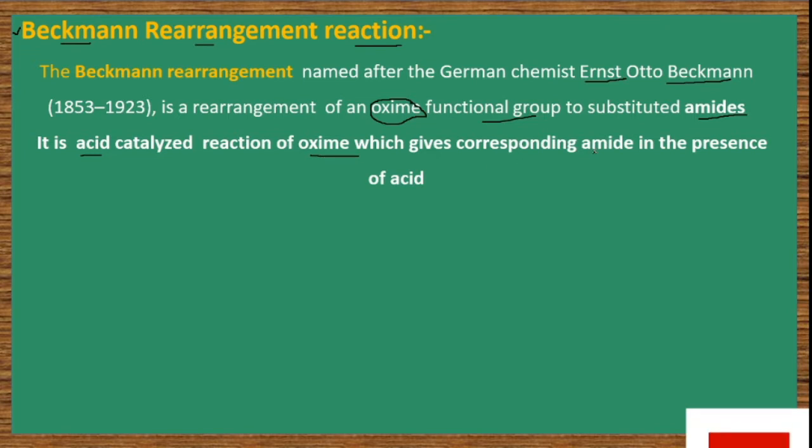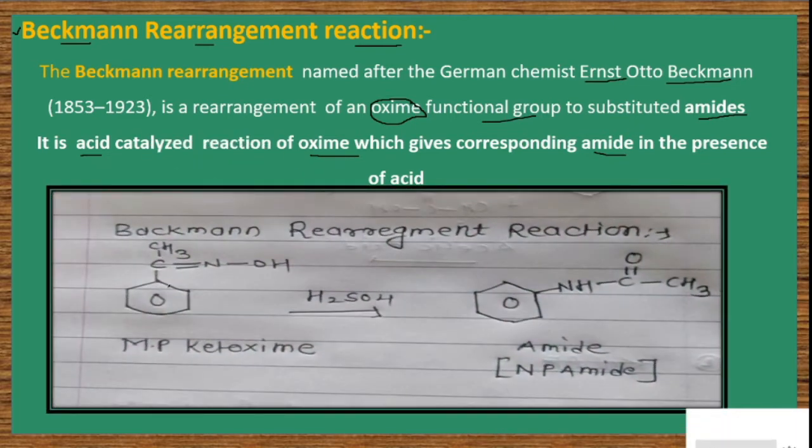This is an acid catalyzed reaction, which means the reaction takes place in the presence of acid, as you can see in the general form of this reaction. Methyl phenyl ketoxime reacts with H2SO4 and gives N-phenyl amide. One of the oximes, methyl phenyl ketoxime, converts into the corresponding amide. That's why the statement of this reaction says that an oxime will convert into the corresponding amide.